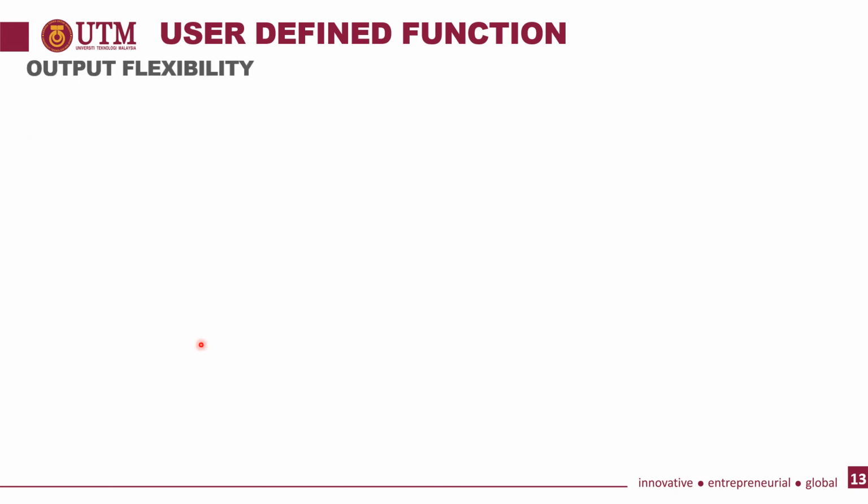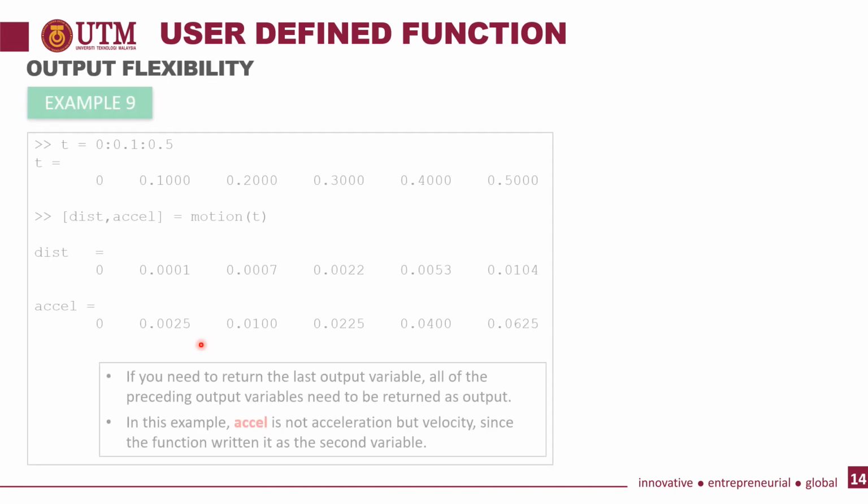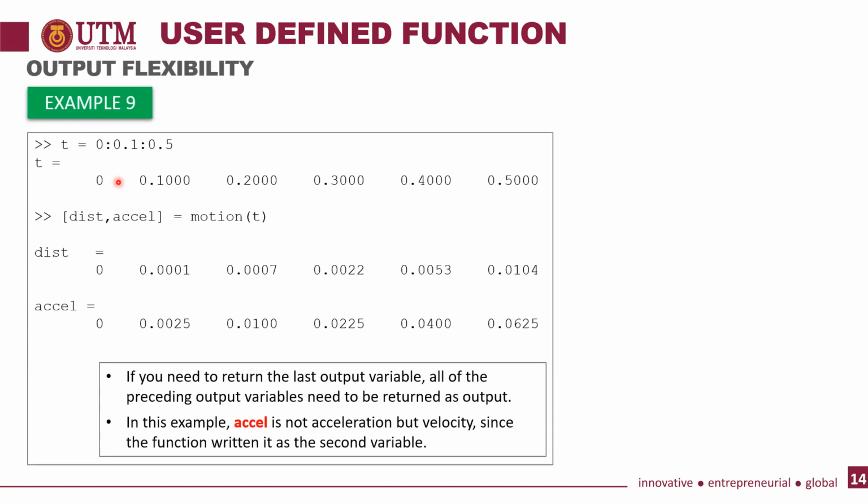In example number 9, as usual, we initialize the timestamp from 0 to 0.5 with the interval of 0.1. But we call only 2 outputs here. We name them distance and acceleration, and we call the function, and you will get those 2 pieces of data.